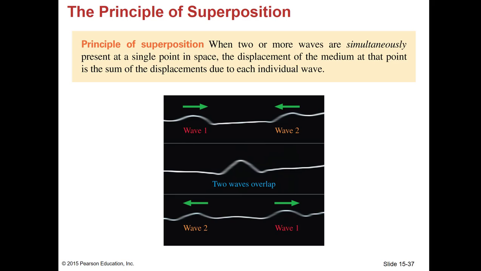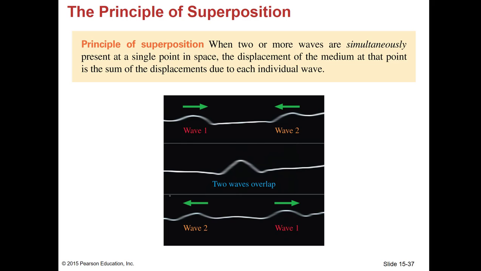When 2 or more waves are simultaneously present at a single point in space, the displacement of the medium at that point is the sum of the individual waves. So here's wave 1 and wave 2, wave 1 moving to the right, wave 2 moving to the left. When they overlap here, you can see that they actually add together. So the amplitude here is the amplitude of 1 plus 2, and then they pass through each other and continue on their merry way. So again, that's a neat property of waves.